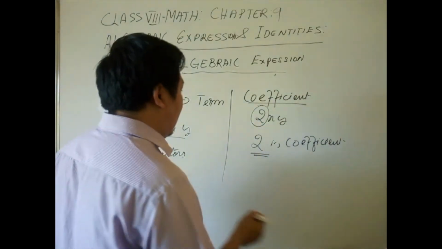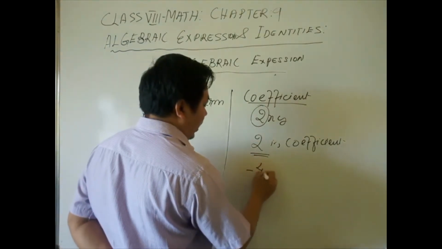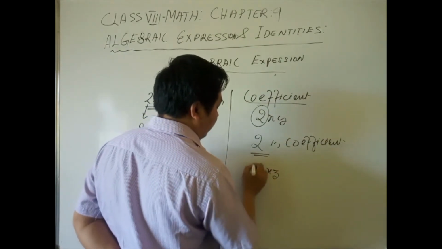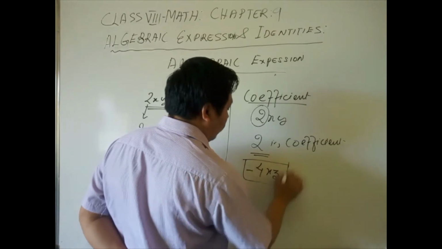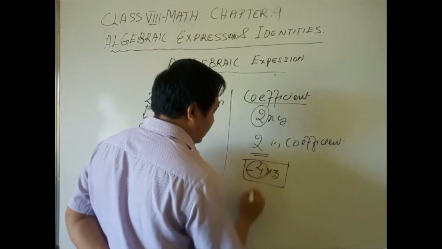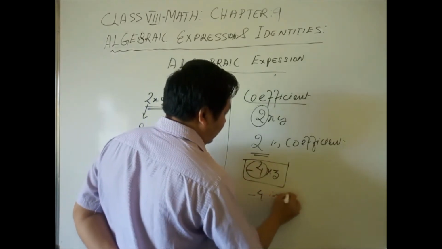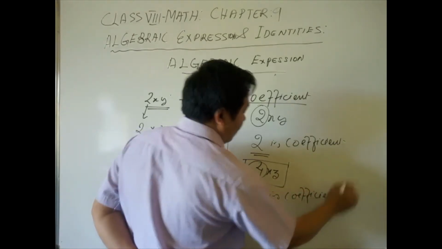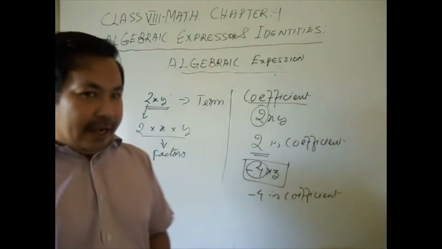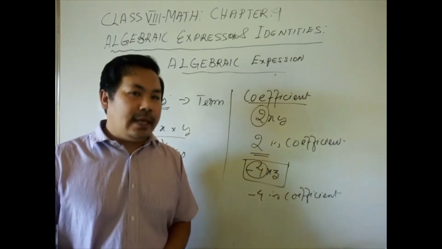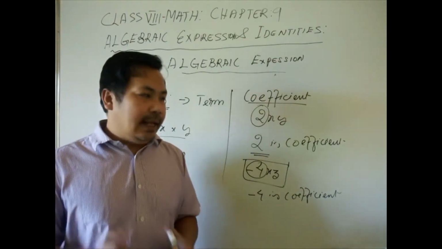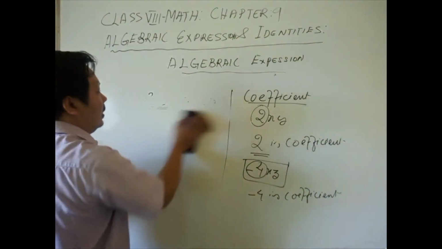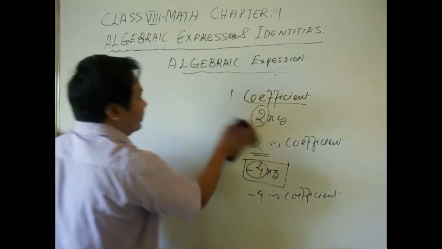For example, another term is there, minus 4xz. So in this term, what is the coefficient here? The coefficient is minus 4. The number you can find in the terms is called the coefficient. Clear? Don't forget. And next, we are going to find out the types of algebraic expressions.